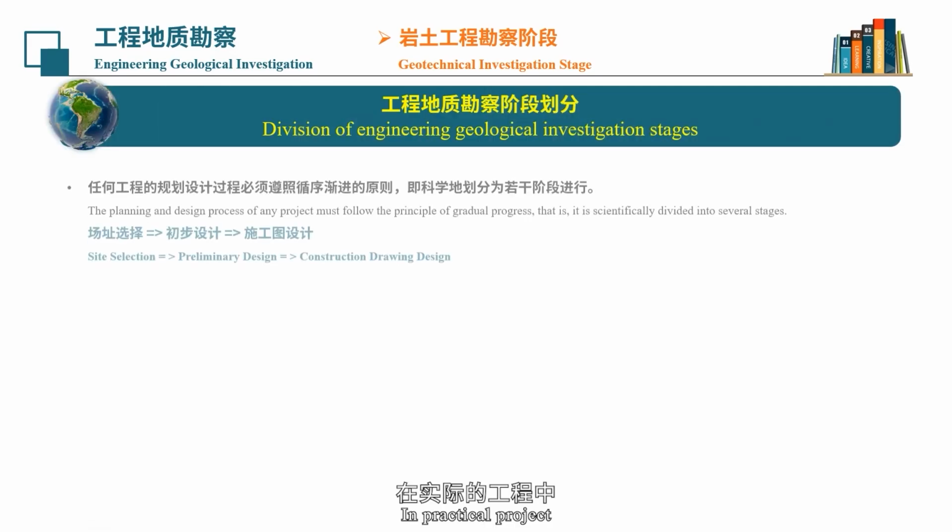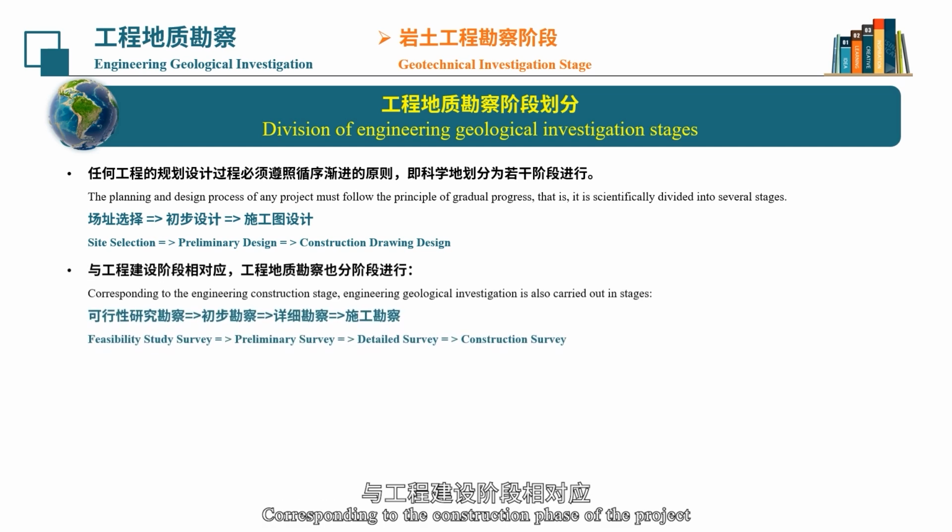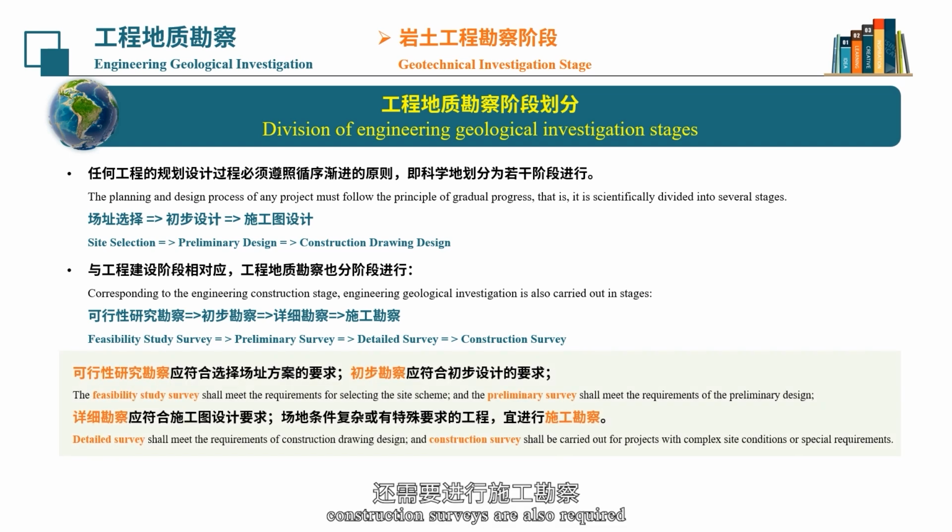In practical projects, planning and the design process of any project must follow the principle of gradual progress. According to the division of science into several stages, select the site first, then carry out the preliminary design, and finally design the construction drawing. Corresponding to the construction phase of the project, engineering geological surveys are also carried out in phases, divided into feasibility study survey, preliminary survey, and the detailed survey. In addition to the 3 stages, when necessary, construction surveys are also required.